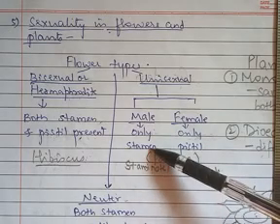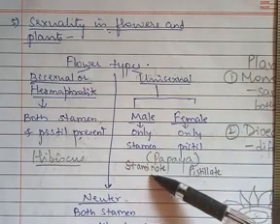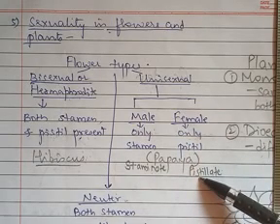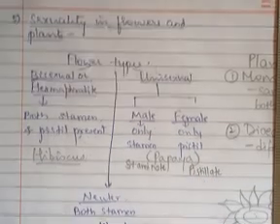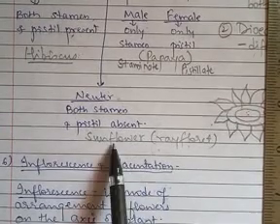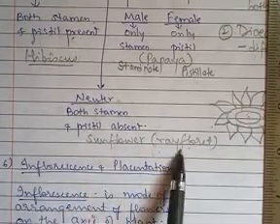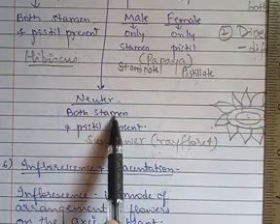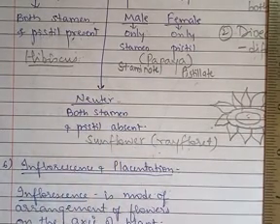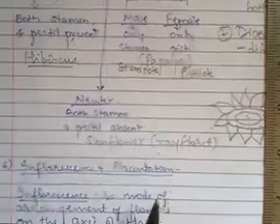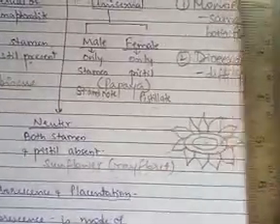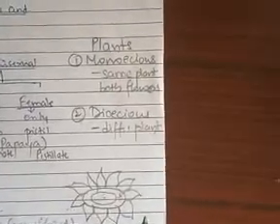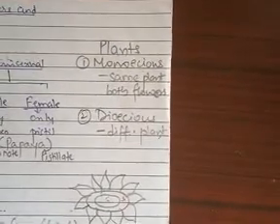If the stamens are present, that flower is called a staminate flower. If the pistil is present, the flower is called a pistillate flower. Talking about the neuter flower, the example is sunflower, the ray floret. In a neuter flower, you will find that the stamen and pistil are both absent. Understood? Right. That is regarding the neuter flower. Then let us talk about the plants.